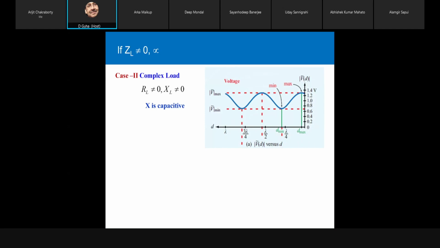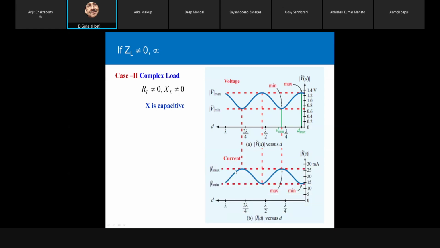And I got these 2 pictures separately, and you can have them together. You look at first voltage. When there is only resistance, no reactance, this peak will occur at d equal to 0. Now here there is one term that is d max. That means the maximum is lagging because it is capacitive. Voltage is lagging. This is the small change.